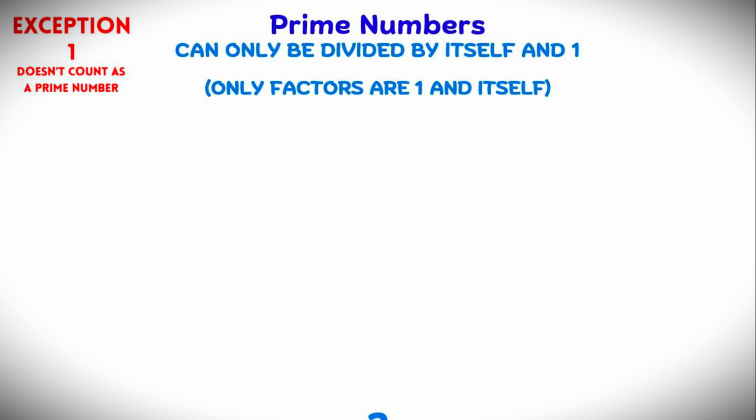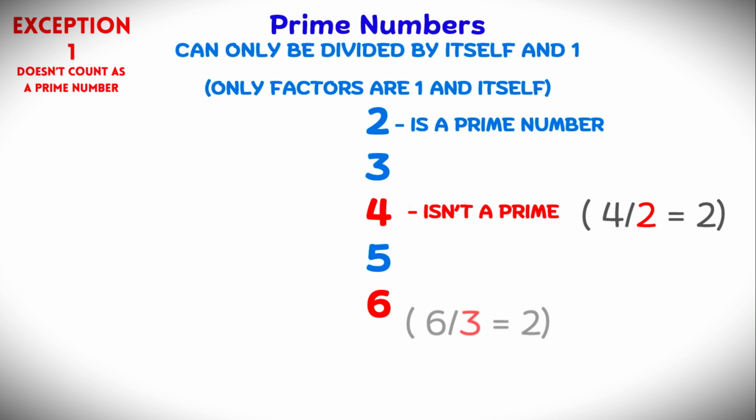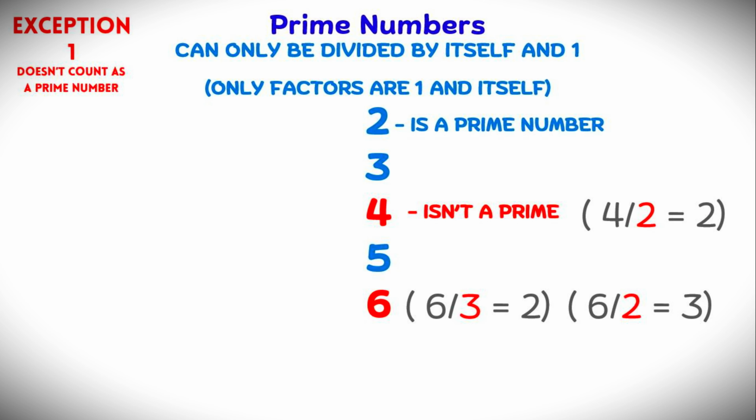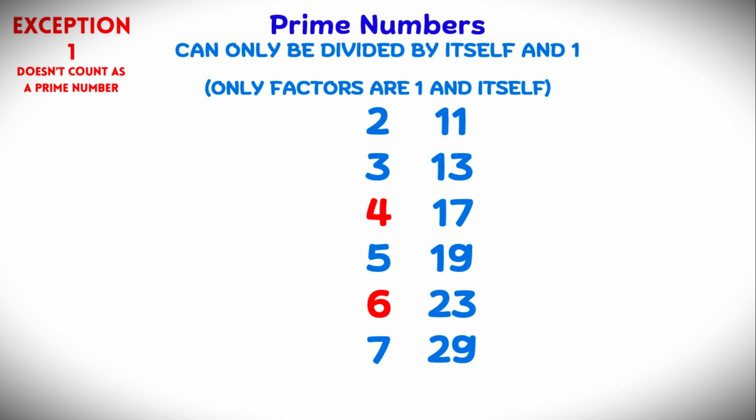The number 2 is a prime number though because its only factors are 1 and 2. 3 is also a prime number because it can only be divided by 1 and 3. The number 4 though isn't prime because it can be divided by 2 as well as 1 and 4. 5 is prime, and 6 isn't prime, as it is divisible by 3 or 2 as well as 1 and 6. Other prime numbers include 7, 11, 13, 17, 19, 23, and 29, with the list continuing on and on.